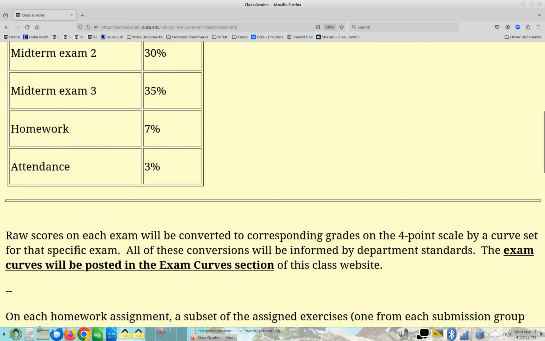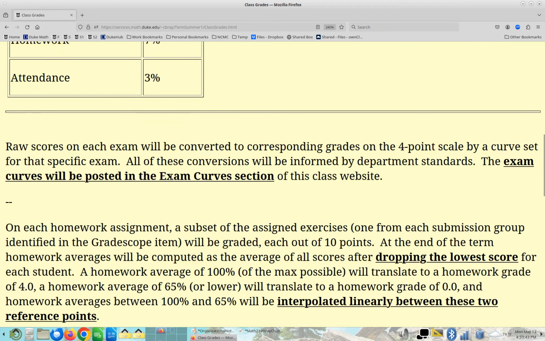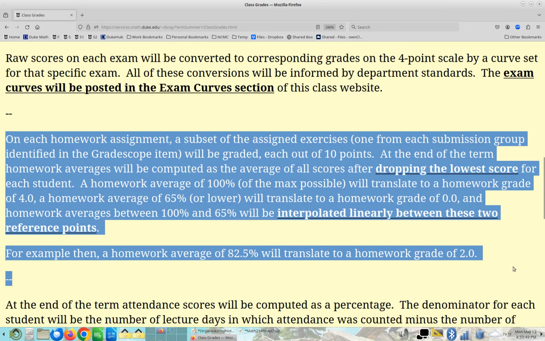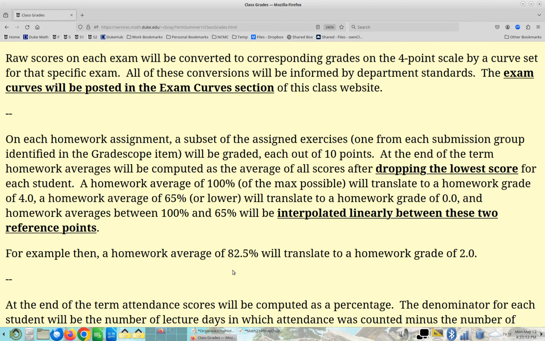For the 10% that was designated for other, you can see my breakdown here. The homework will be 7%, attendance will be 3%. There are some further details down here as to exactly how, for example, homework grades are going to be computed. Make sure to read this. It is not going to be the old high school system, 90 to 100 is an A, stuff like that. No, that's arbitrary and not really relevant to what we're doing.